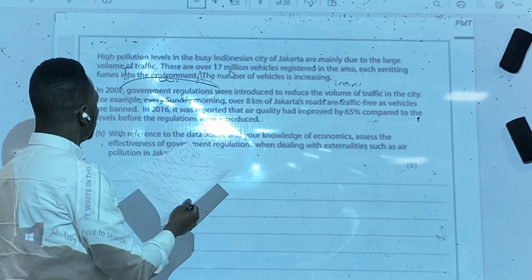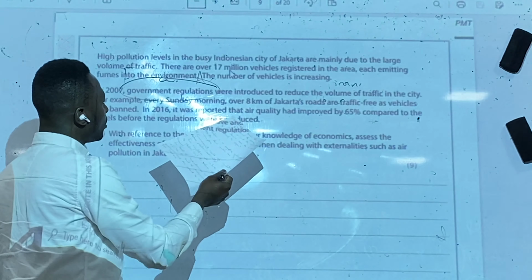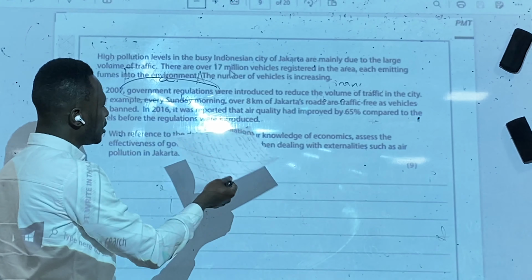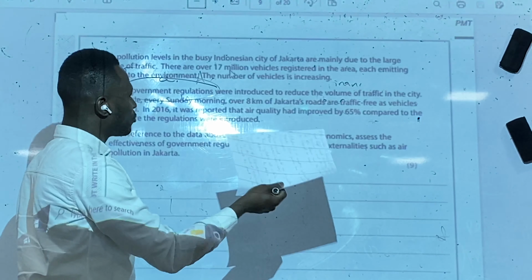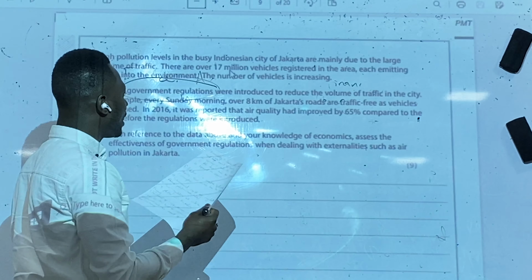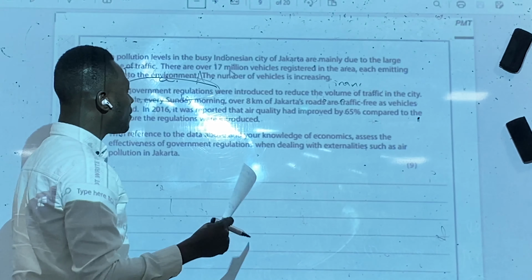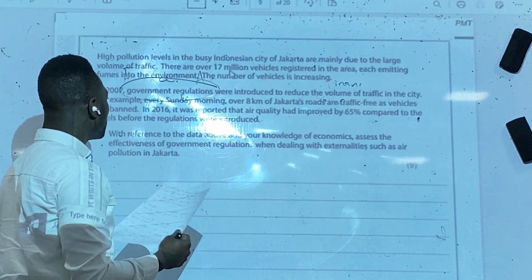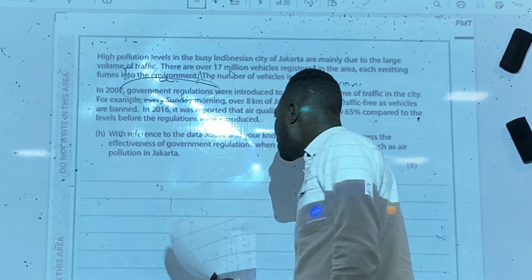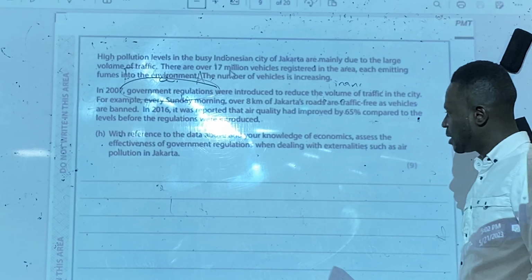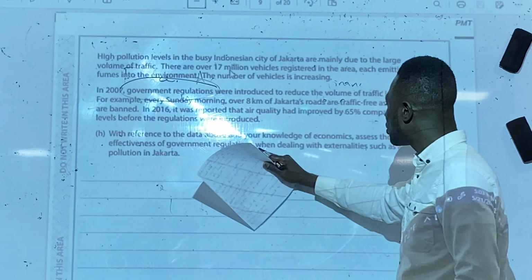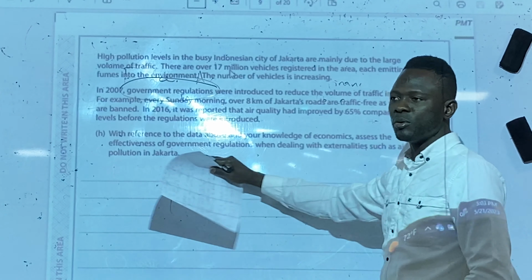The regulations were introduced to reduce the volume of traffic in the city. For example, every Sunday morning, over 8 kilometers of Jakarta's roads are traffic-free as vehicles are banned. In 2016, it was reported that air quality had improved by 65% compared to the levels before the regulation was introduced. So, with reference to the information we have and our knowledge of economics, assess the effectiveness of government regulation when dealing with externalities such as air pollution in Jakarta.